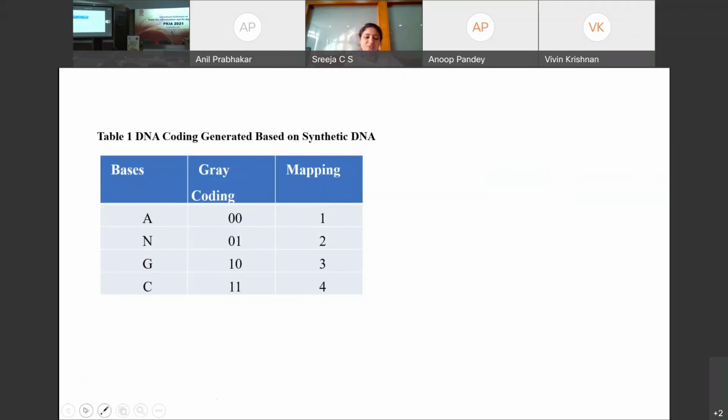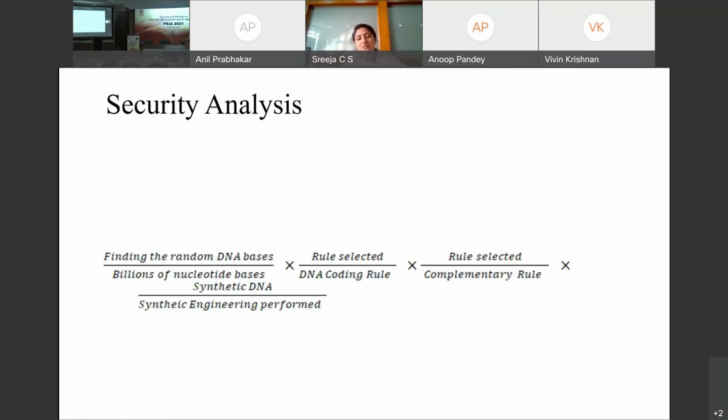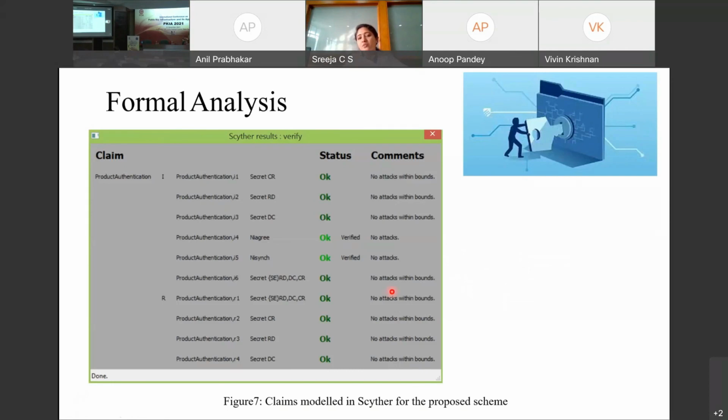Now, DNA cryptography is also something which I had discussed, and this is the analysis part which I am showing, the complexity. As I mentioned, reverse engineering is very difficult. This equation shows that. How do I claim what I had proposed is a proper one? That's where the formal analysis of the protocol has been done using the tool CIDR, and you can see all the parameters, whatever I had proposed, have been verified, and all the orders and the parameter exchange have been verified. That's where NIAGREE and NISync come into the picture.